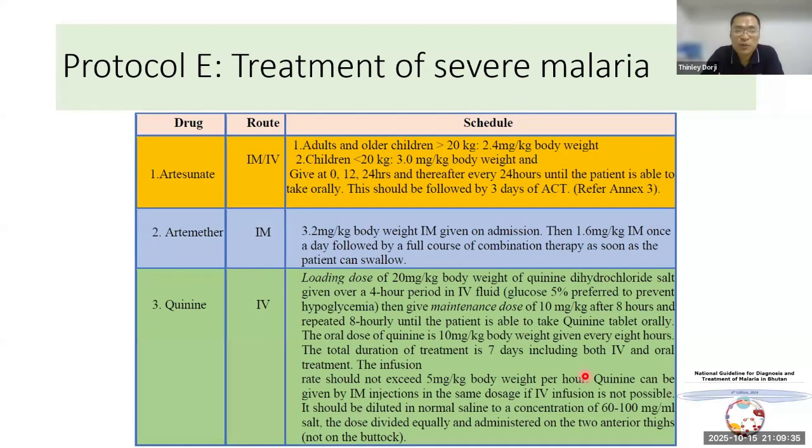And let's go by the dosing here. For all adults and for children more than 20 kg, the dosing is 2.4 mg per kg body weight. For children less than 20 kg, the dosing is 3 mg per kg body weight. Now this has to be given stat, again after 12 hours, and then every 24 hours as an OD dose until the patient is able to take orally. Once the patient is able to take orally, after maybe 2 to 3 days, then we will complete the treatment with 3 days of artemether-lumefantrine combination therapy.